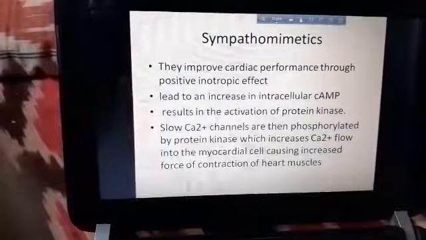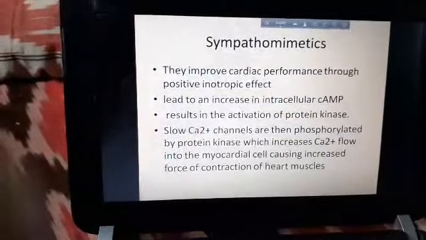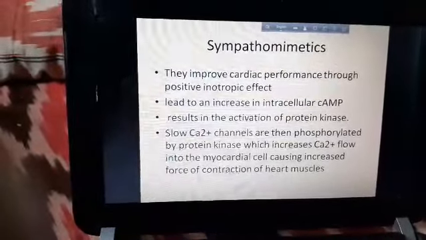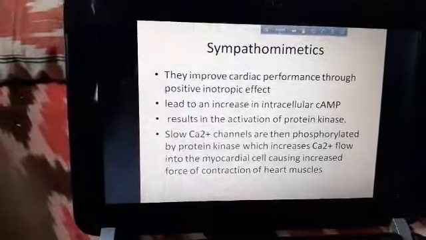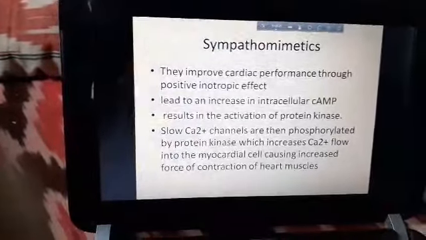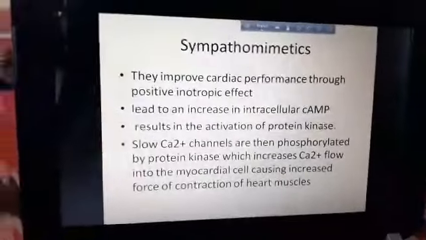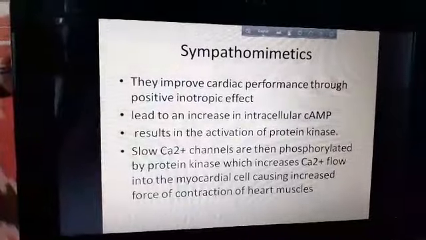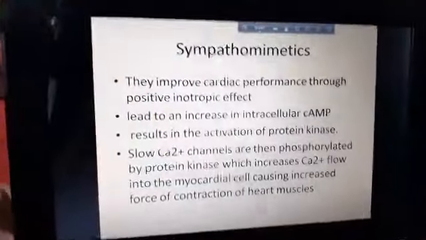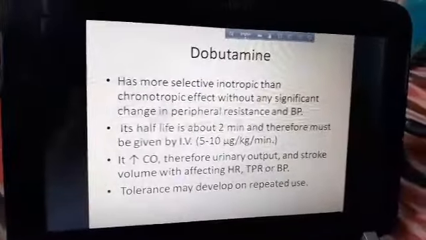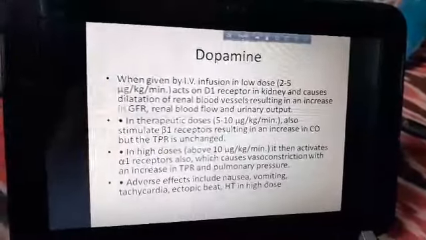That results in activation of protein kinase, and slow calcium channels are then phosphorylated by protein kinase, which increases the calcium flow into the myocardial cell, causing increased force of contraction of heart muscle. So remember, they are positive inotropic drugs, and they promote cardiac contractility and try to improve peripheral perfusion. Dopamine we can use.